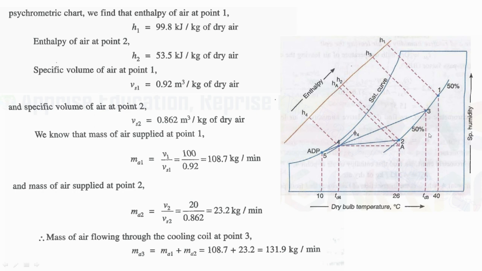In the chart here, we can see the first point and the second point. The first point has the initial condition of the first stream, and the second point is the second stream. Now we will get the third point in between 1 and 2, because it is a mixture, and we have more mass at point number 1. So point number 3 would be more inclined towards point number 1.